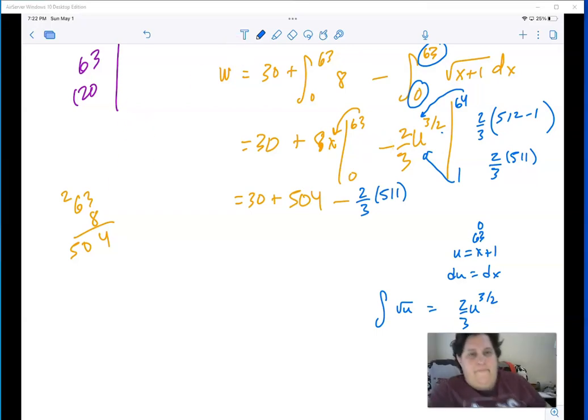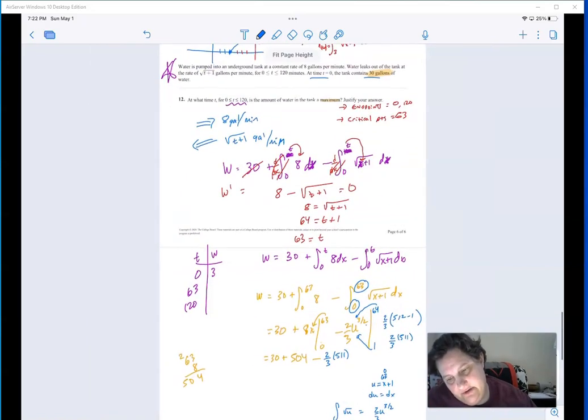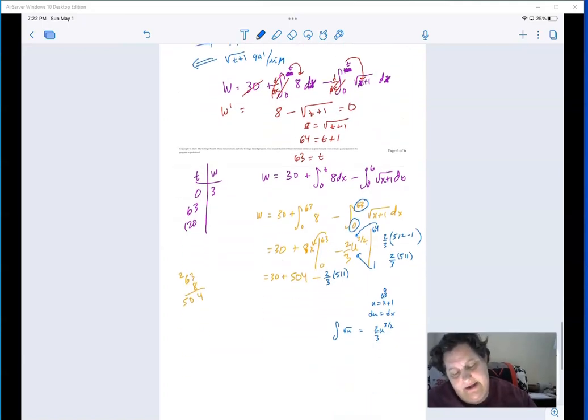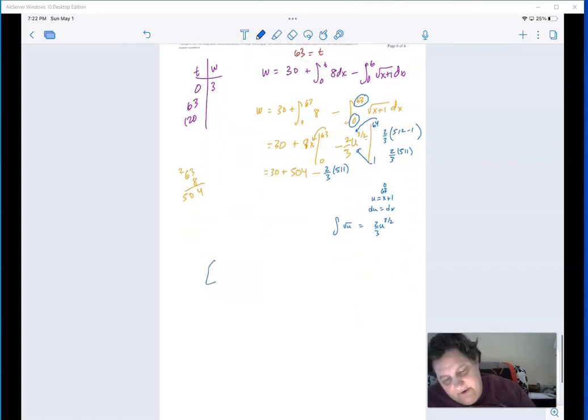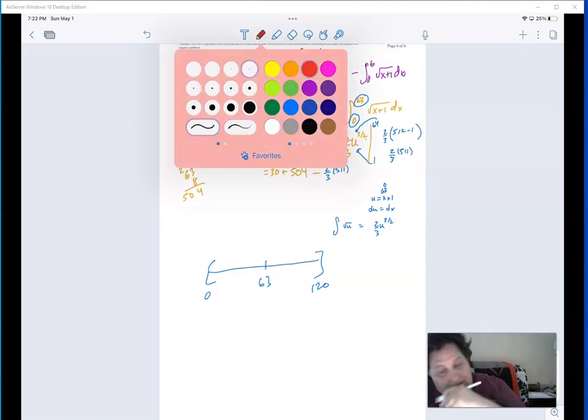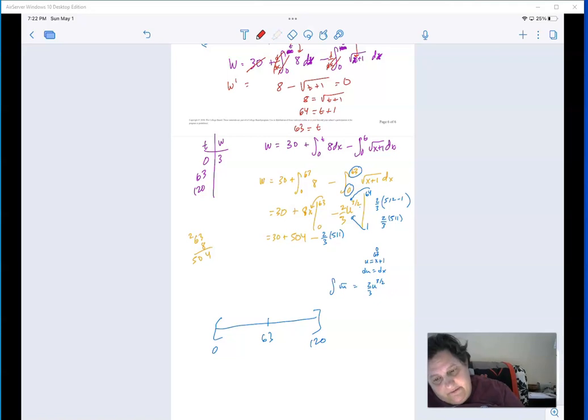Hold tight. All right, guys, I actually am right in my work, but I just realized, hold on a second. At what time is the water in the tank a maximum? I don't know that I need to do all that. You still could, but I don't know that I need to. Because look, if I'm going from 0 to 120 and I have a critical point at 63, what I'm going to do is show that this is the derivative. That's the derivative, remember?